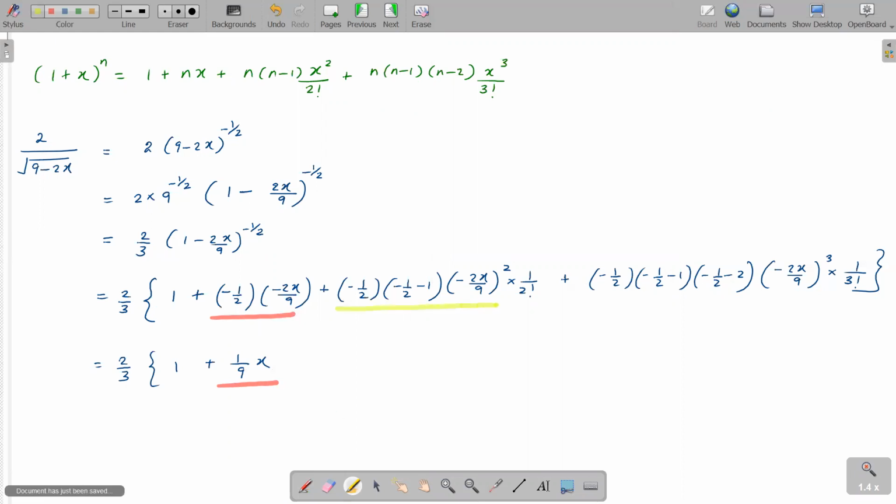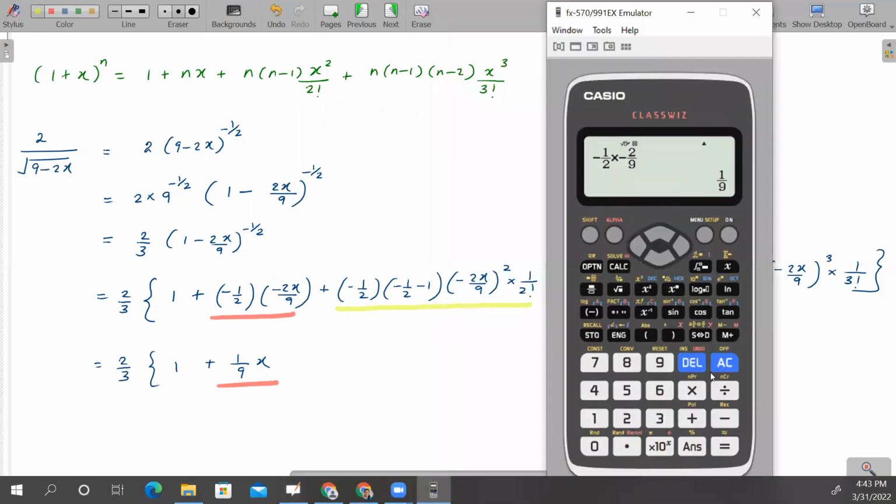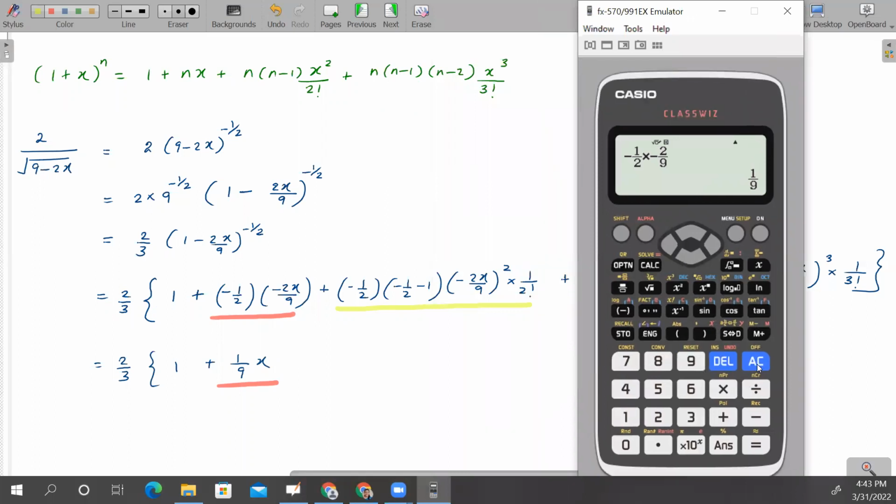So this particular term is entirely one portion here. Let's type the whole thing in the calculator again. So we'll type minus half into, let's give it with the bracket now, right? Minus half minus 1. So make sure you give it with the bracket to be safe. Minus half into minus half minus 1.